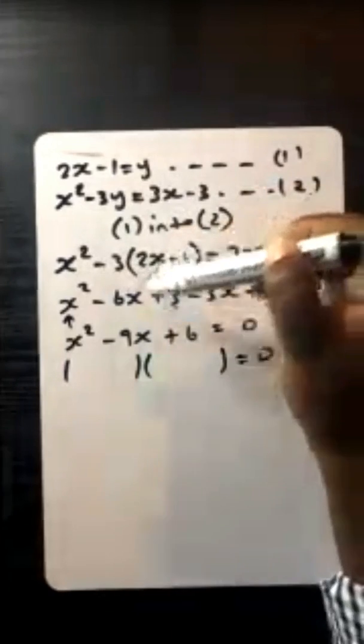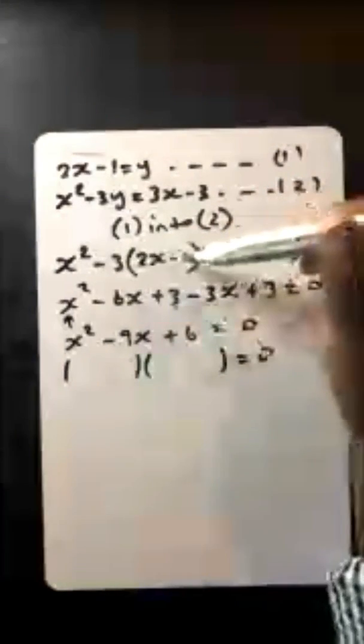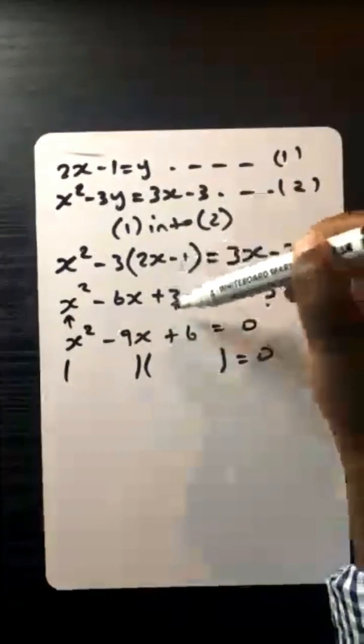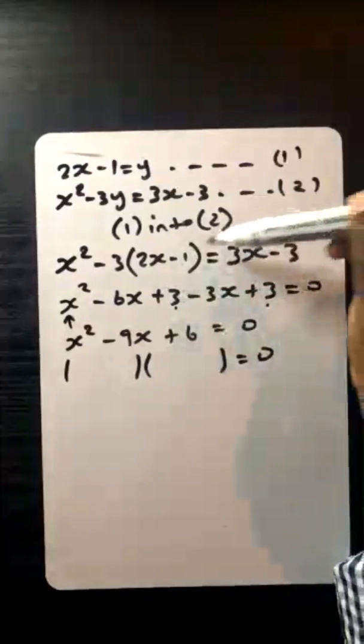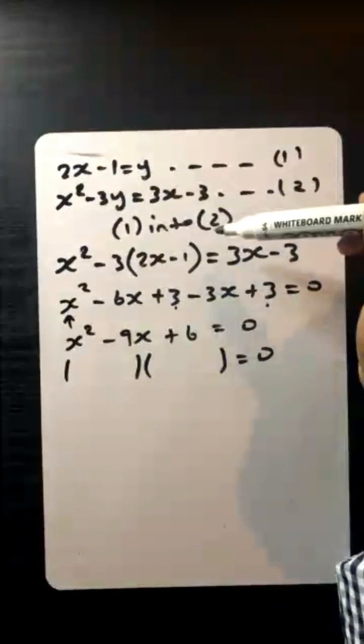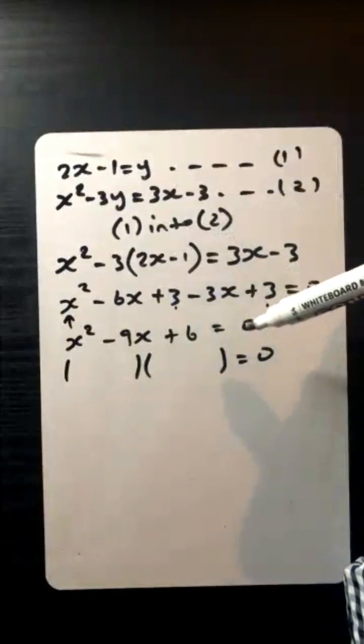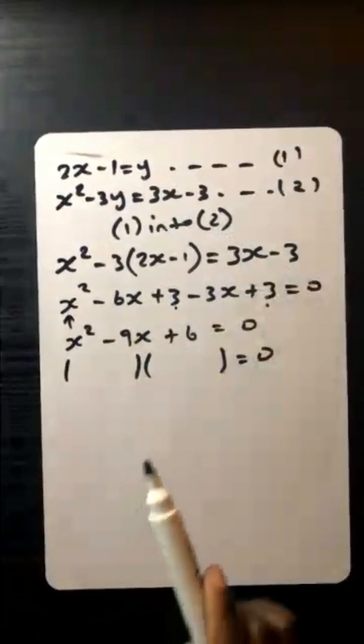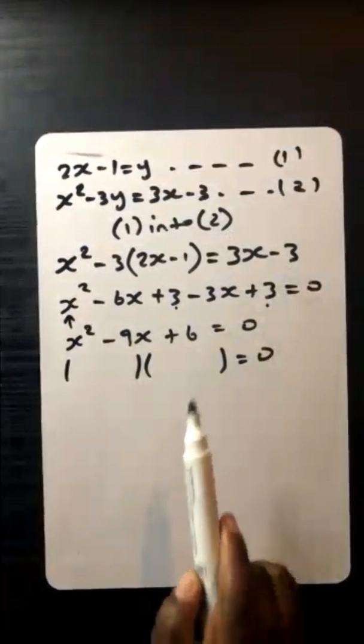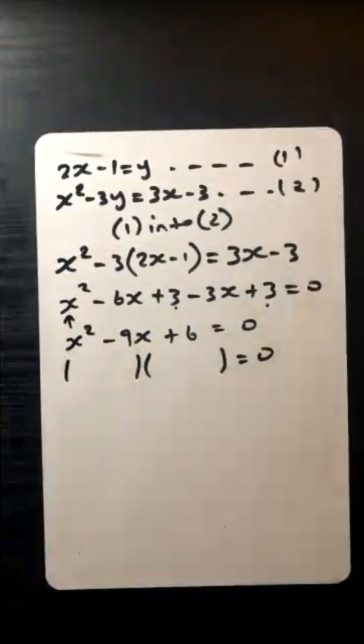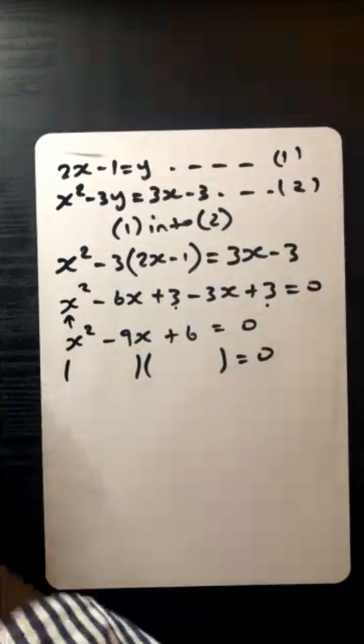So that times that, it's negative 6x. That times that, what is it? It's positive 3. Then I transpose, it's negative 3. Then also that one is positive 3. Then it's that. Okay. So guys, is there anyone who'd like to give us the factors for that problem over there?